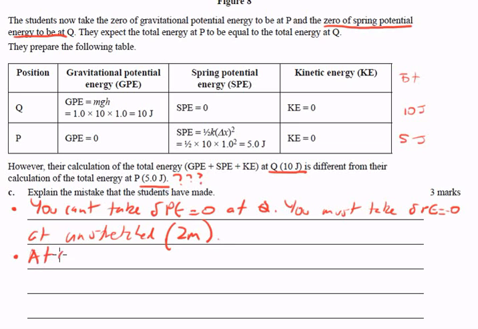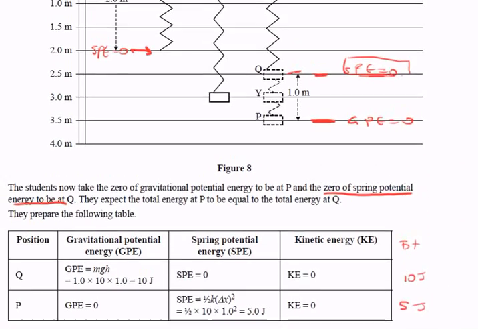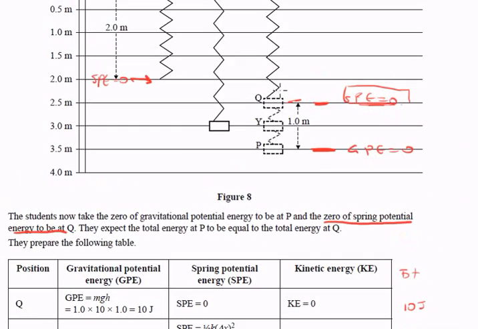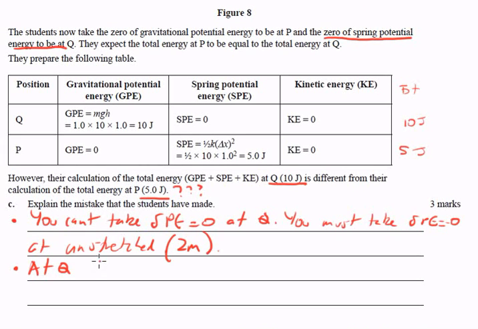at Q, so Q is here, which is the top here. Q is 0.5 stretch. So at Q we have spring potential energy equals half K change in X squared, which equals half, same K, so times 10 and times 0.5 squared, that equals 1.25 joules.